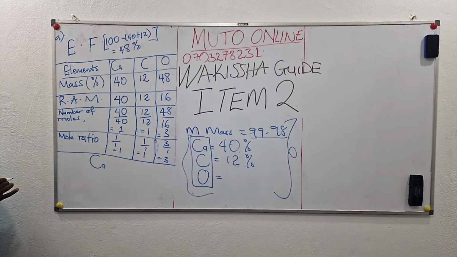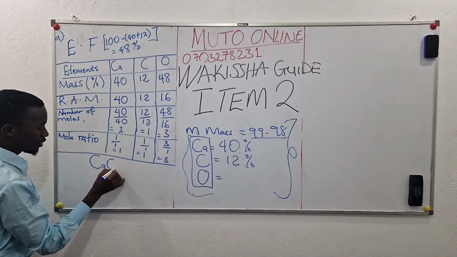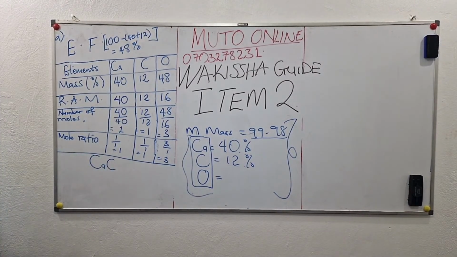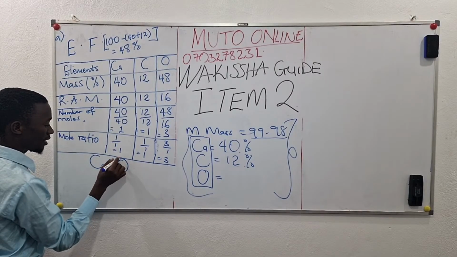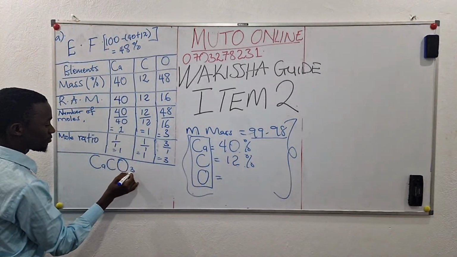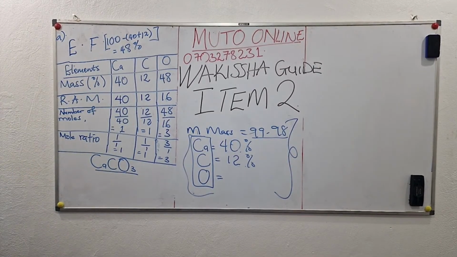We don't represent a 1. The ratio of carbon in this compound is also 1. We don't represent a 1. And the ratio of the oxygen in the compound is a 3. So this becomes the empirical formula of the compound.